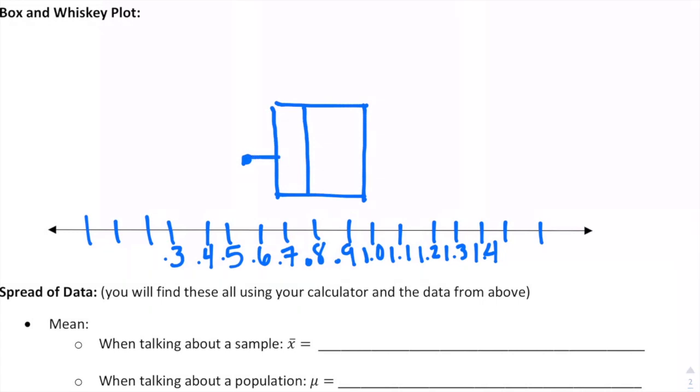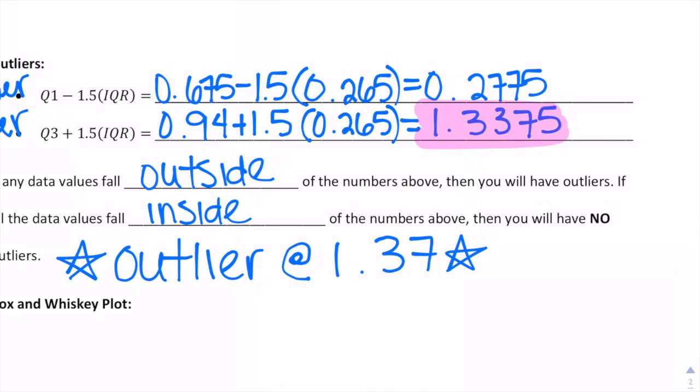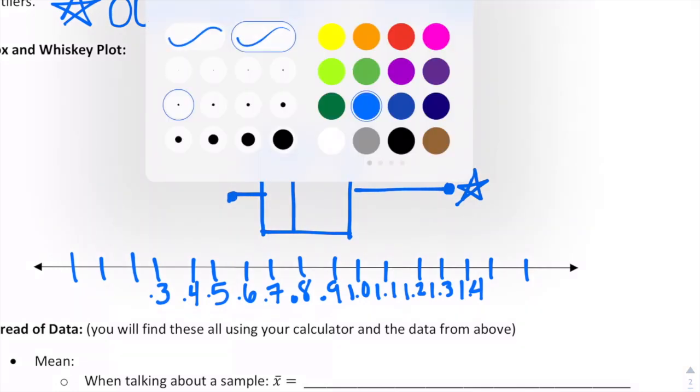We connect our dot out here to the box. And then our maximum value is actually an outlier. So what we're going to do is use our number up here, 1.3375, as the point that we're going to go to. But then we need to draw our outlier of 1.37 in here, so we're going to put a star right there for our outlier.